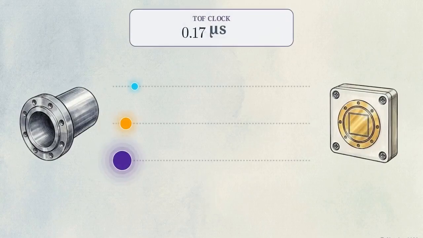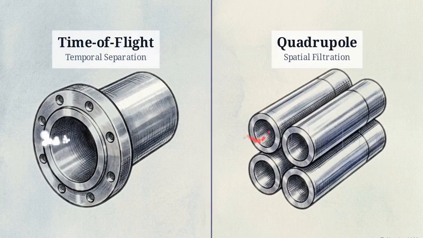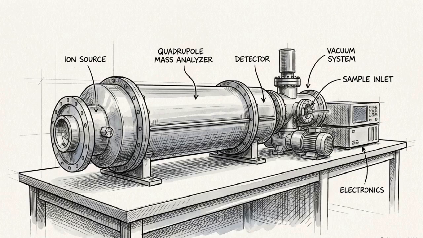The first is time of flight. It isolates ions by measuring their velocity over time as they coast through a static, field-free vacuum. The second is the quadrupole. Instead of a static vacuum, it filters a continuous stream of ions in space using complex, dynamic, oscillating electric fields. Deciding whether to analyze a sample by dispersing it in time or filtering it in space dictates the absolute boundaries of what a modern laboratory can detect.